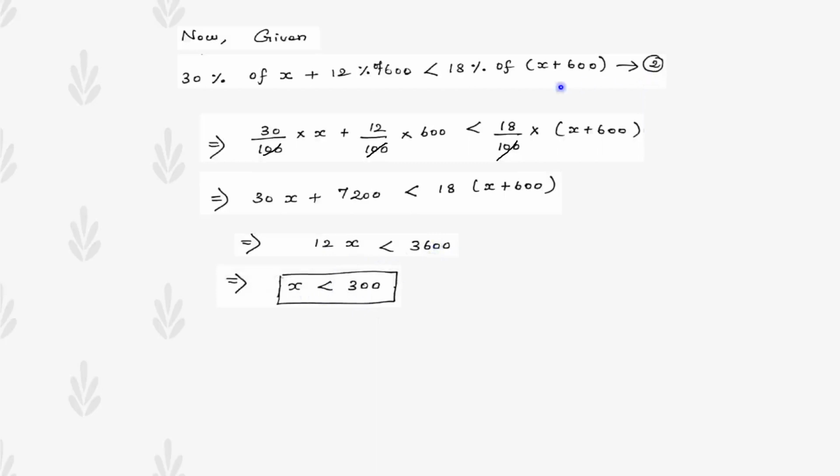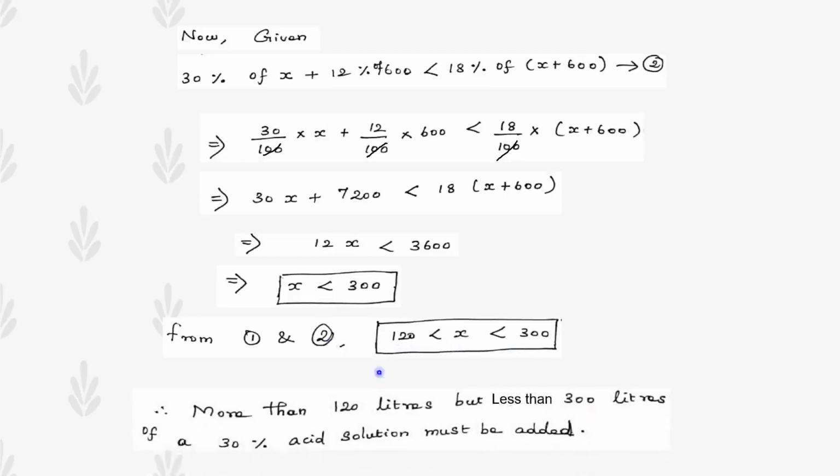So நம்ம first inequalityல x greater than 120 பார்த்தோம். இங்க x less than 300 கிடைச்சிருக்கு. So from 1 and 2 we can conclude this x value must lie between 120 to 300. Therefore, more than 120 liters but less than 300 liters of a 30% acid solution must be added. This is the answer for this sum.